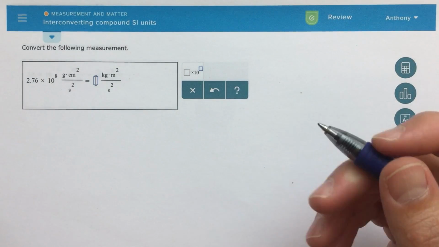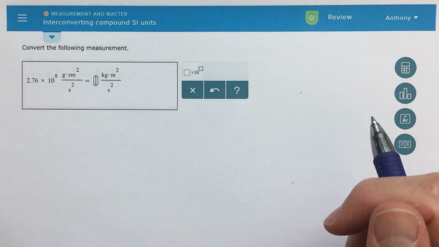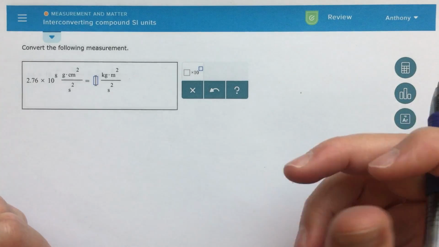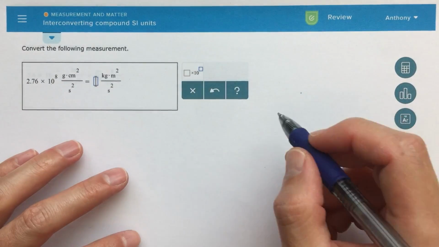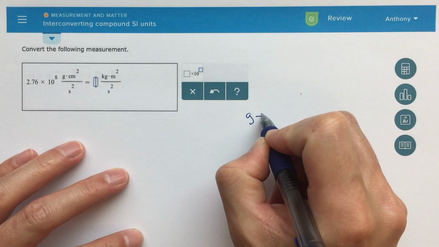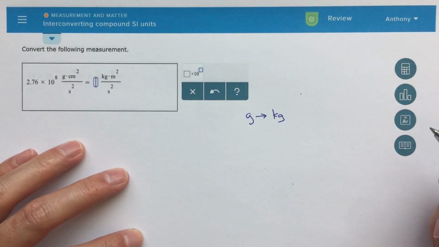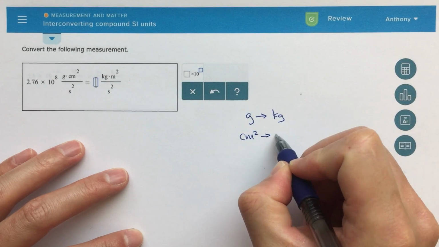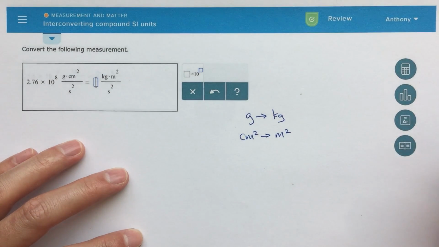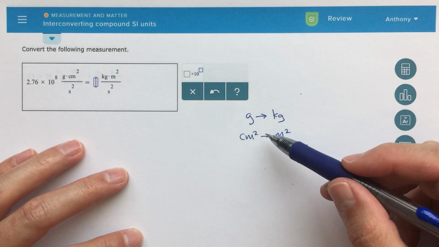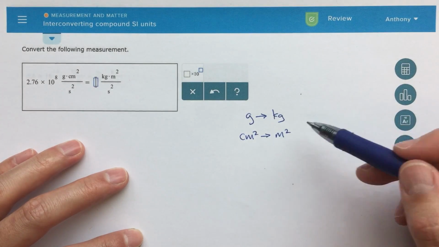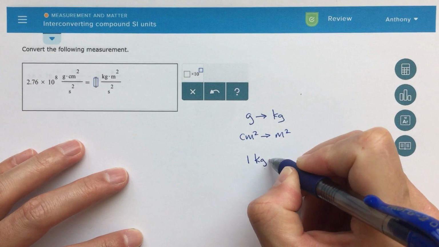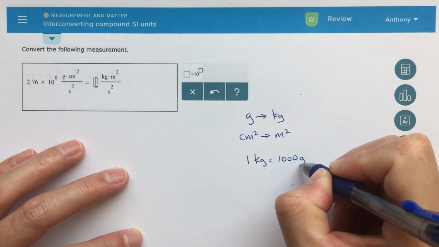The way I would systematically go about these problems is to look at the different types of units I have and figure out which conversions I'm going to need. I can see I need to convert grams into kilograms, and centimeters squared into meters squared. Next, I figure out the conversions between these units. I know that 1 kilogram equals 1,000 grams.